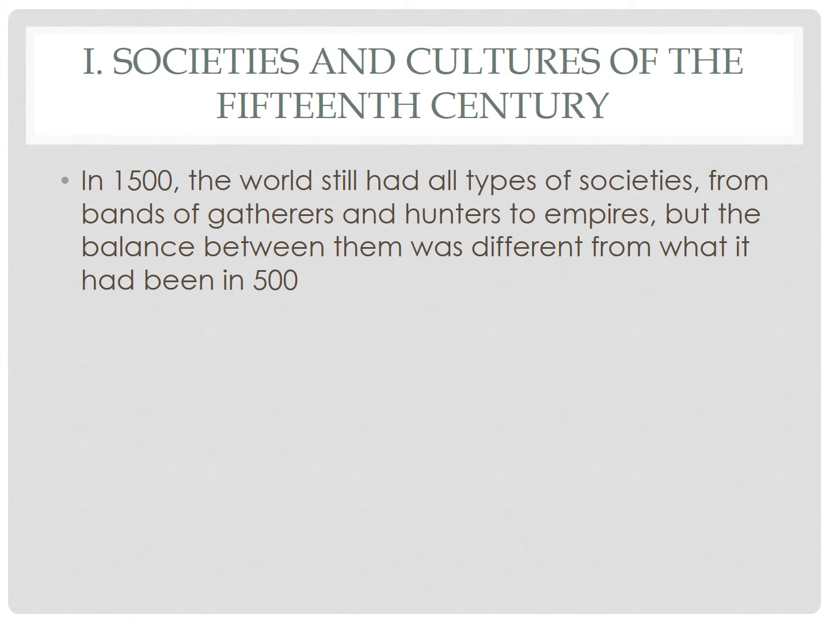So by 1500, the world still had all types of societies. We have hunters and gatherers, we have empires, but the balance between them is going to be different than it had been in the year 500, let's say. And of course, we are in the Common Era, CE, so we won't be talking about BCE, which is before Common Era, which is the same. AD is the same as CE, and BC is the same as BCE. It's just more politically correct. You can use them interchangeably, but we're going to be in the Common Era anyway, so it shouldn't affect.